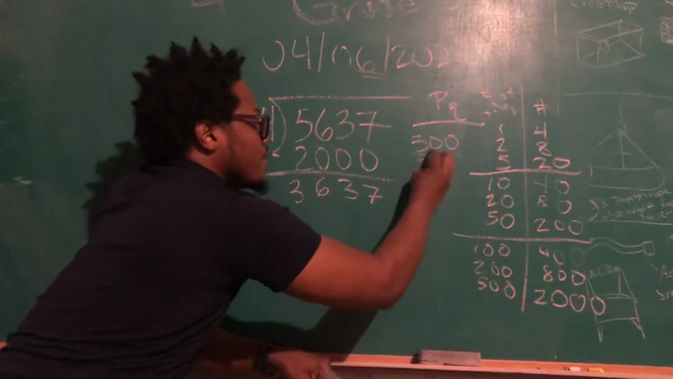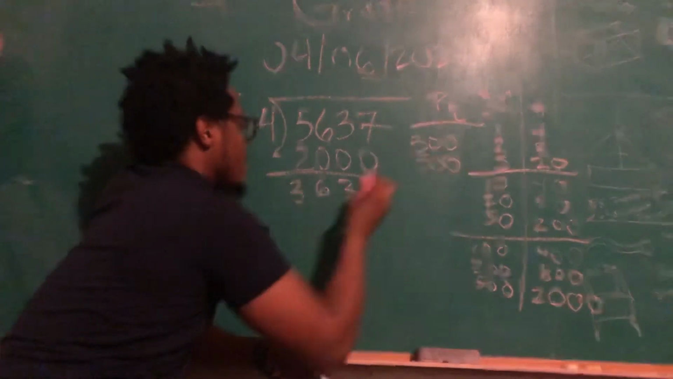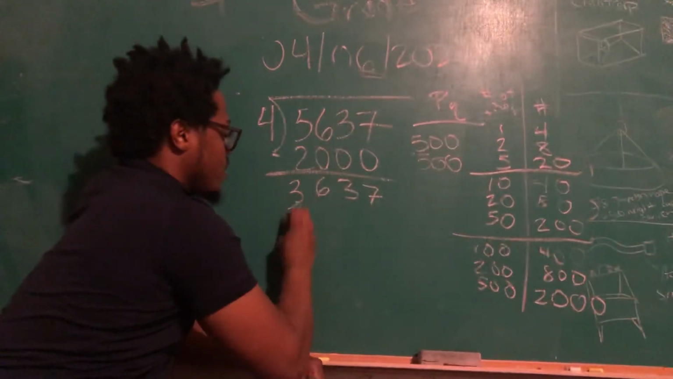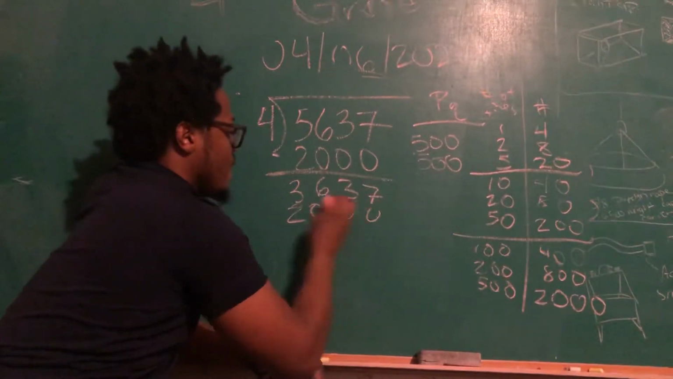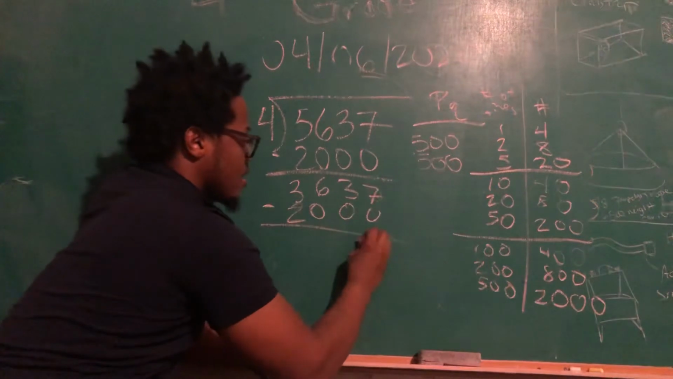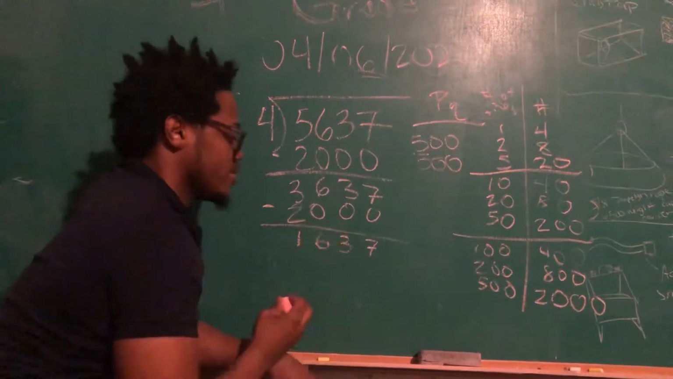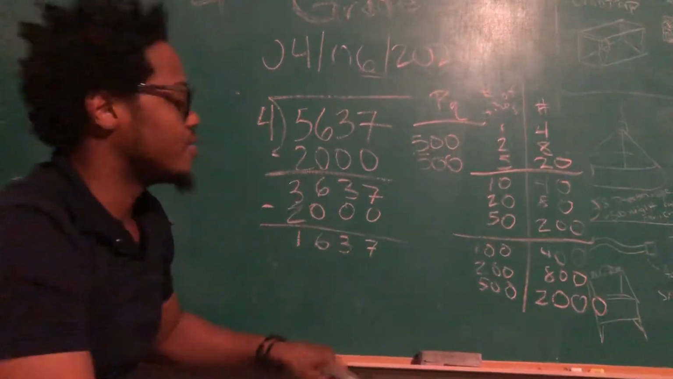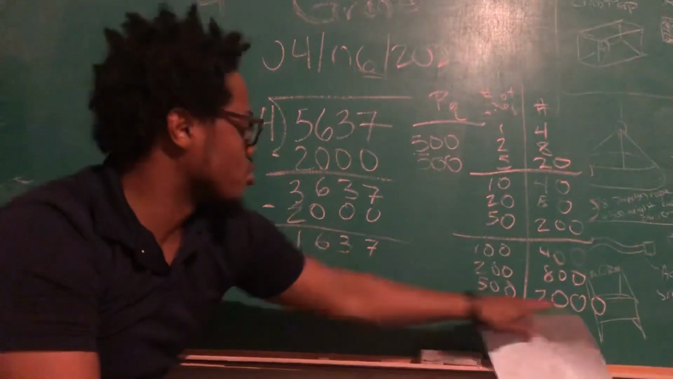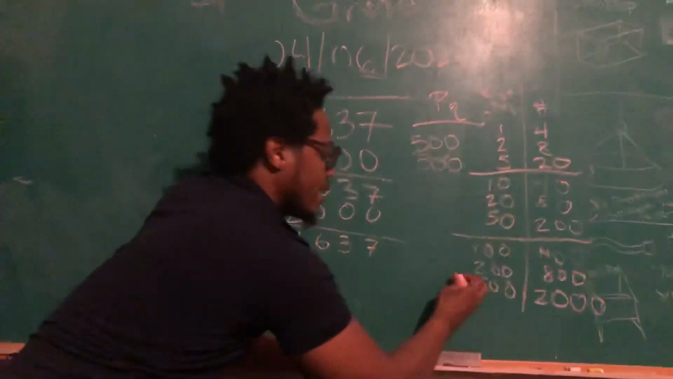I'll have to put another 500 here. And then that'll be another 2,000 right here. I'll subtract. I'll get 7, 3, 6, 1. 1,637. So now that number is greater than this amount. So now I can get rid of it.